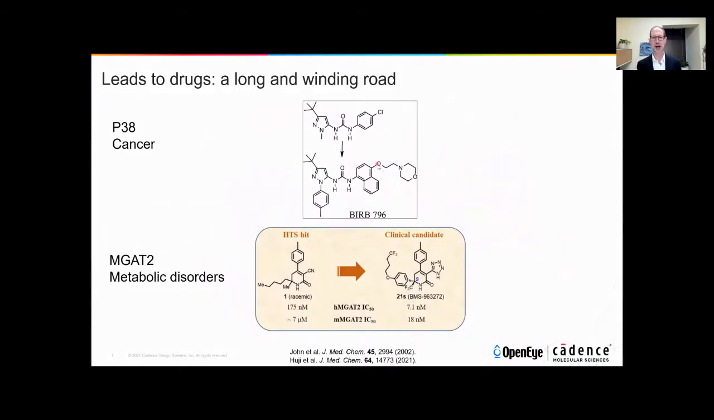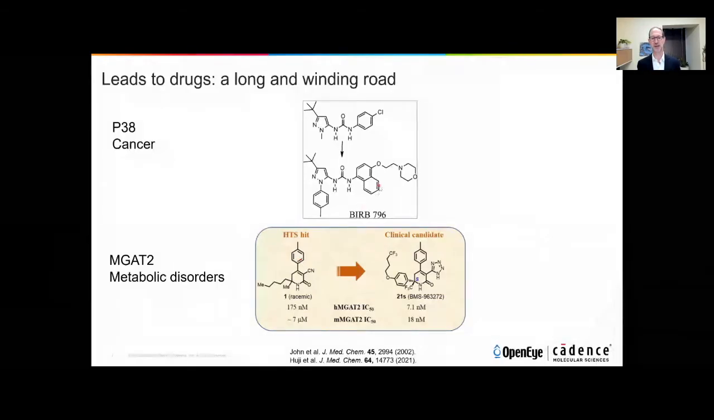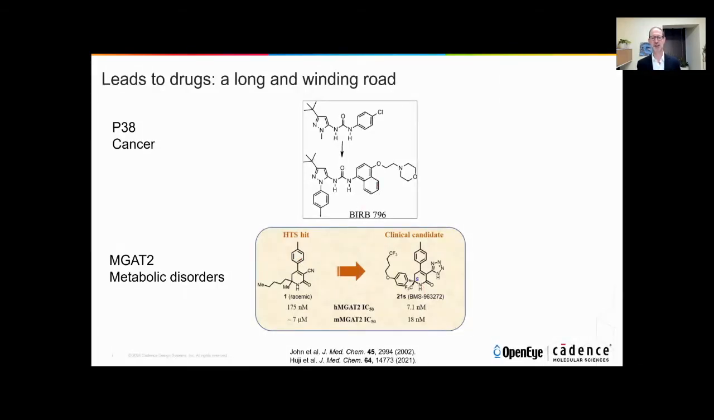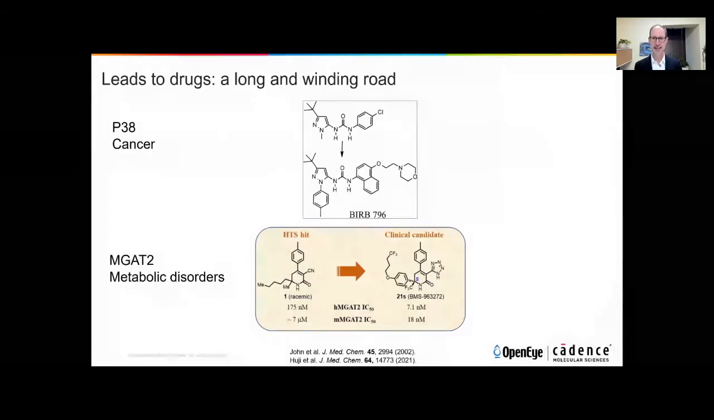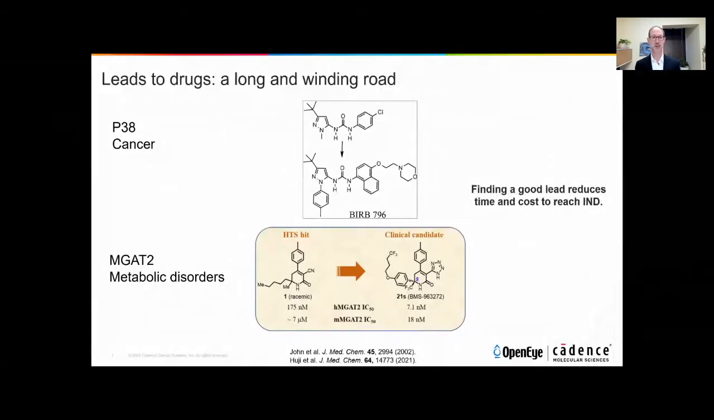I show here a drug on the market and a clinical candidate. And in both cases, the initial lead here and here is essentially a substructure of the final drug or clinical candidate. So we can, by discovering good leads, make the second and third parts of the process much, much faster. So a good lead reduces time and reduces costs in the following stages. So doing good lead discovery makes a great deal of sense.